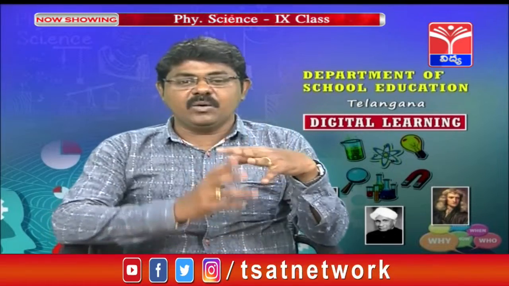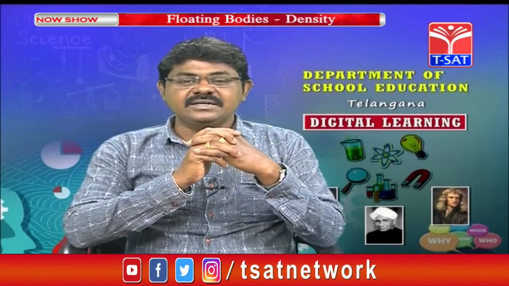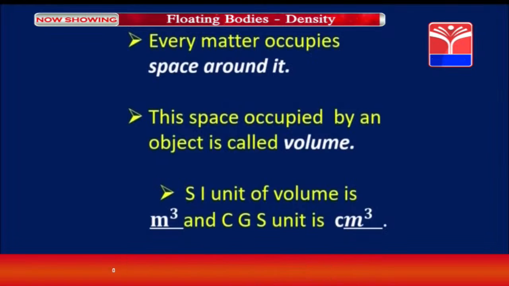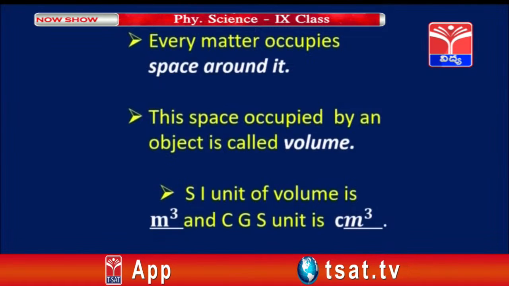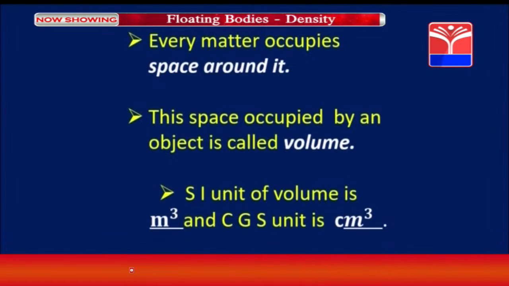Is it right? Now what is the SI unit for volume? In lower classes also we learned that the unit for volume is cubic meter or meter cube in the SI system and centimeter cube in the CGS system.